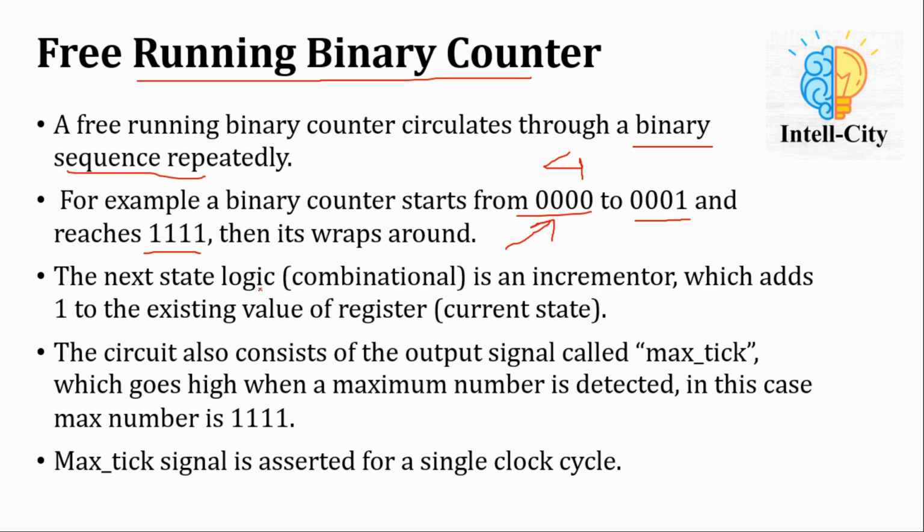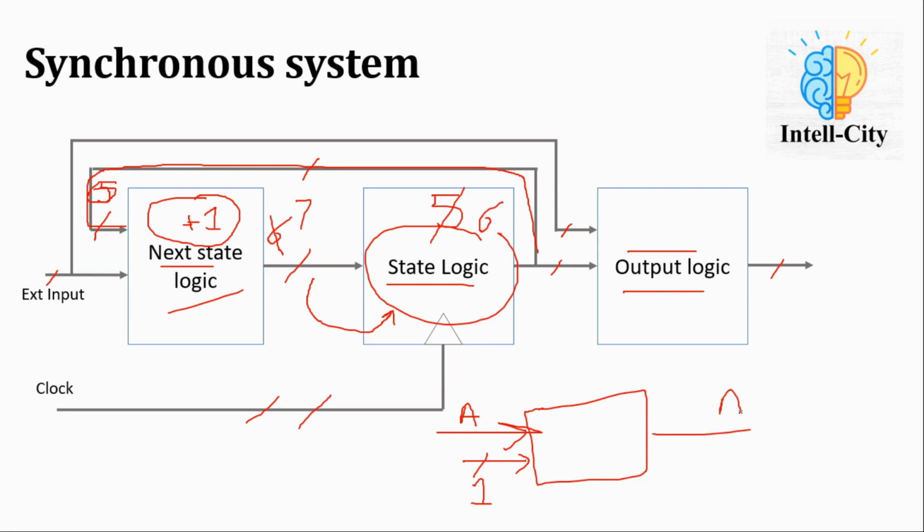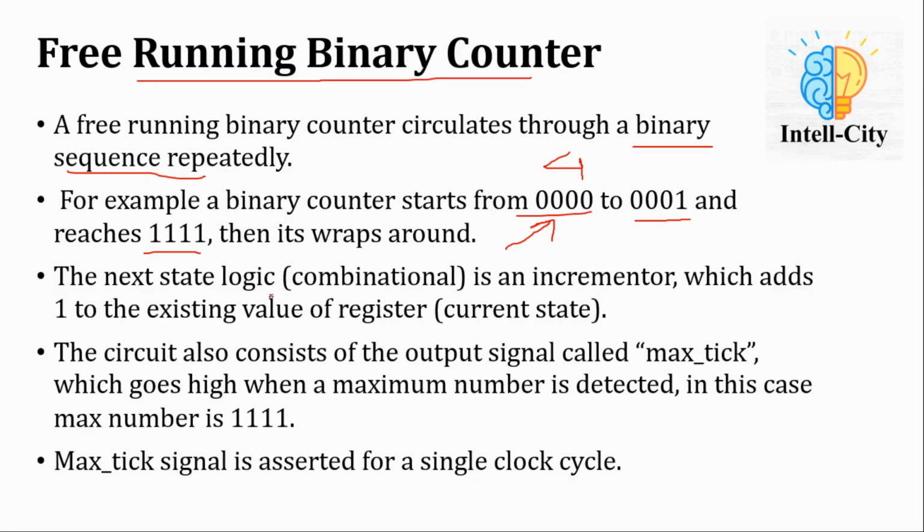The next state logic is an incrementer, as I discussed in the previous slide. The incrementer is basically a simple adder. One input of the adder is fixed to 1, and the other is, for example, a. So it will always add 1 to the incoming input. This is the function of the incrementer, or adder.